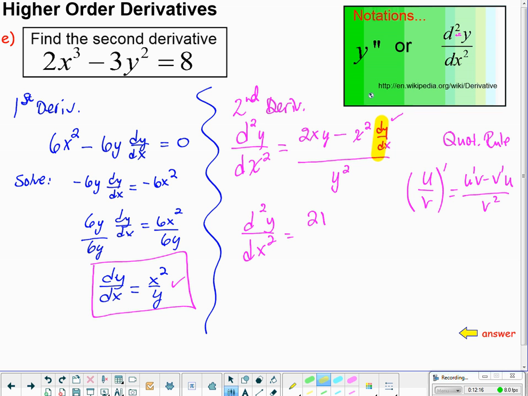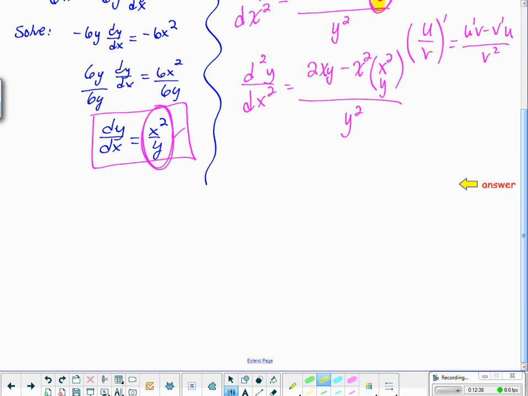So what we'll do on these higher order derivatives is we will bring this back in and substitute it for this notation dy/dx. Does that make sense? I simply replace the dy/dx with what it is equivalent to, x squared over y. Now I ended up with a higher order derivative that is totally in terms of x and y.